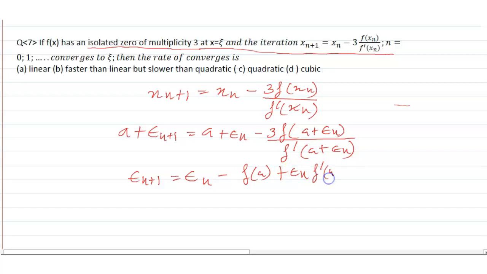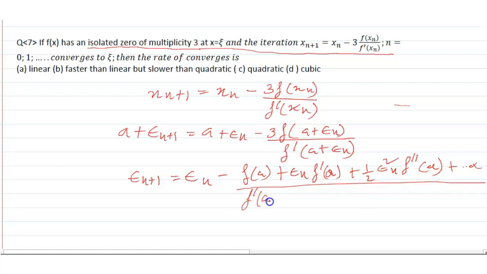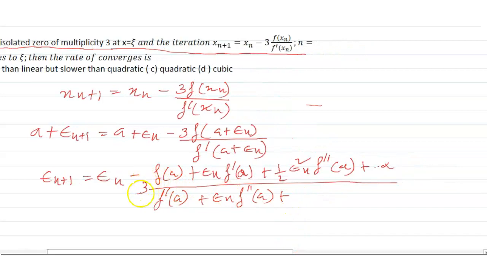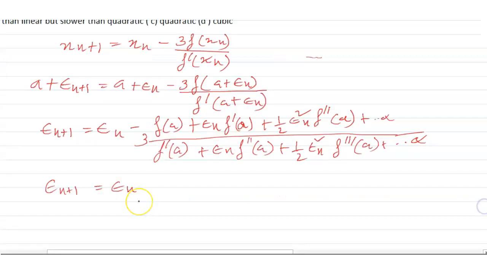epsilon n f dash (a) plus half into epsilon n whole square f double dash (a) plus up to infinity, divided by f dash (a) plus epsilon n f double dash (a) plus half into epsilon n whole square f triple dash (a) plus up to infinity. Simply, friends, I apply Taylor's theorem.